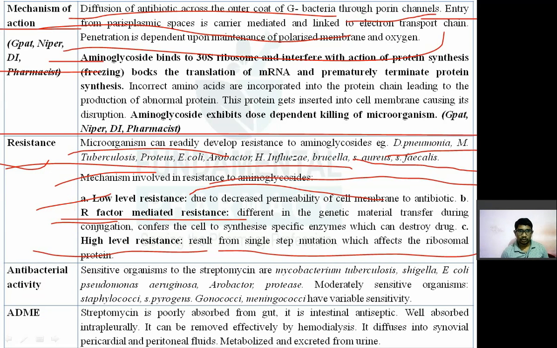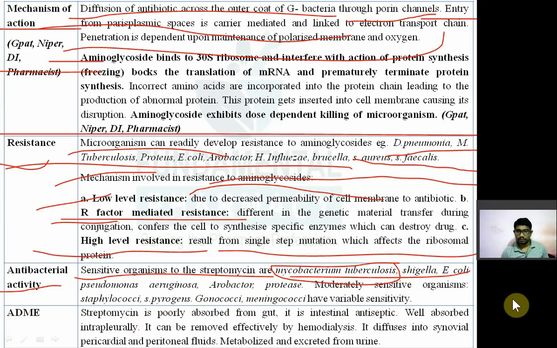Okay. Now antibacterial activity. Aminoglycosides are effective against these organisms. Sensitive organisms to streptomycin are Mycobacterium tuberculosis, Shigella, E. coli, Pseudomonas aeruginosa, Aerobacter, Proteus. Particularly for Mycobacterium tuberculosis, streptomycin is a reserve drug, a reserve class 2 drug.